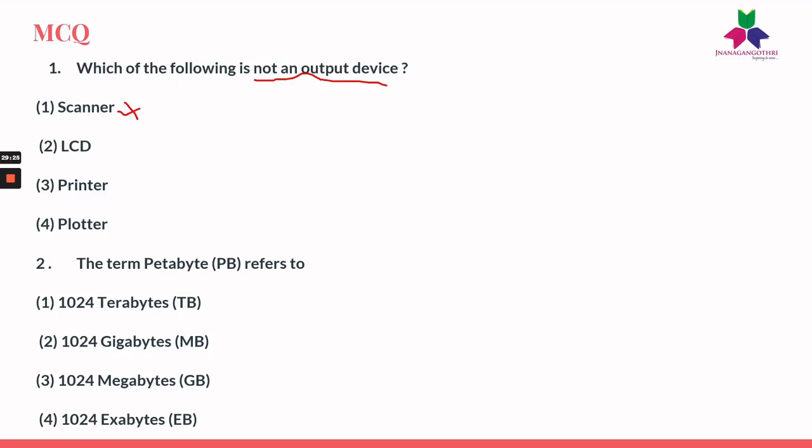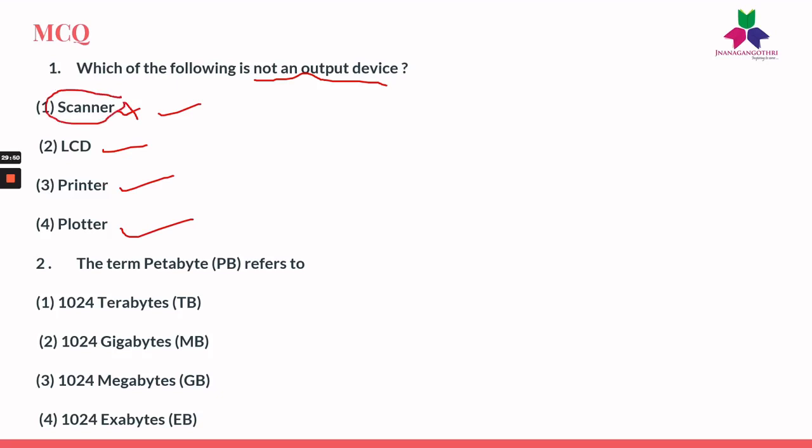As compared to the other options, LCD is used to display. Printer is used to print data on paper like a hard copy, which is an output. Plotter is used to plot graphs, which is again an output. Hence, the only option which is not an output device is the scanner, which is an input device. So this is the answer.